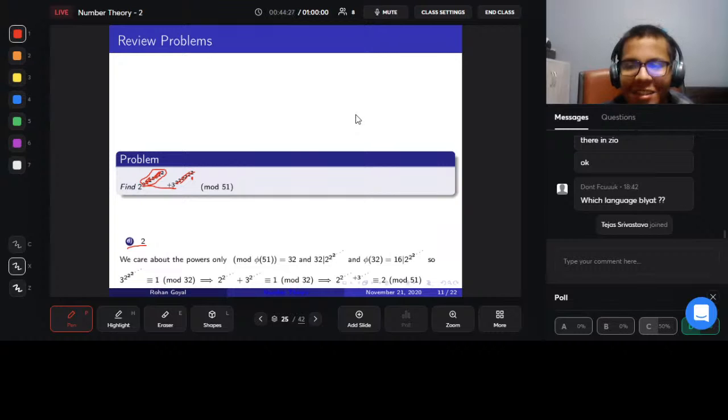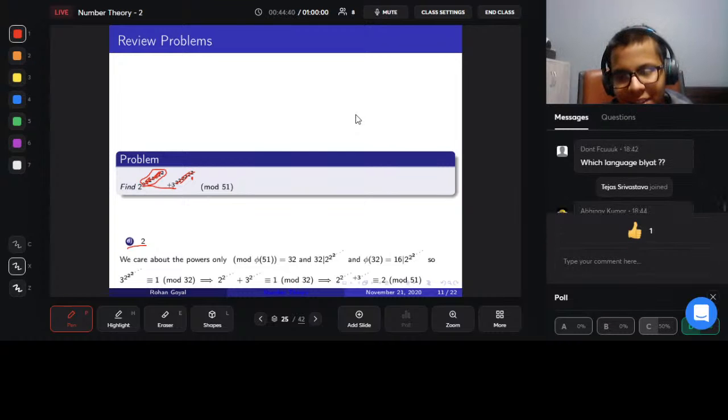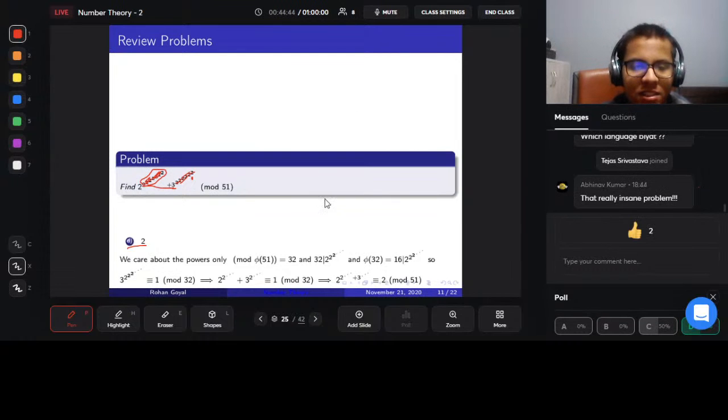Yes, that's it. It looks scary, but it's just the same idea. Is that fine? It looks insane, but it's actually just the same concept used on a different structure. If you have seen Euler's totient function, this shouldn't be that hard if you're comfortable with it.